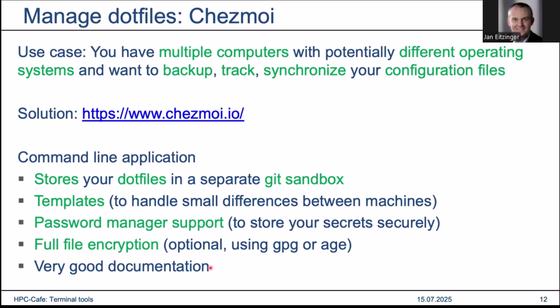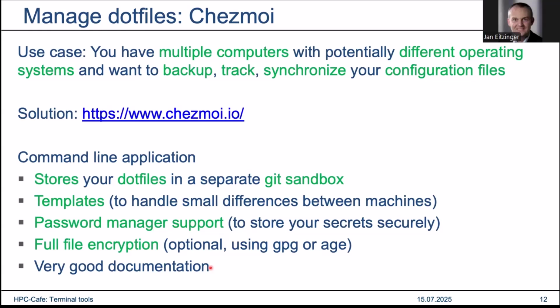It supports password managers, so you can inject the passwords when you install the configuration file so that the passwords are not exposed to the Git repository. And it also optionally supports full file encryption. I used to do this by myself by having the home being a Git repository, but this comes with all kinds of problems. And then I switched to Jasmine, I don't know how it's pronounced, and it's really, really cool.